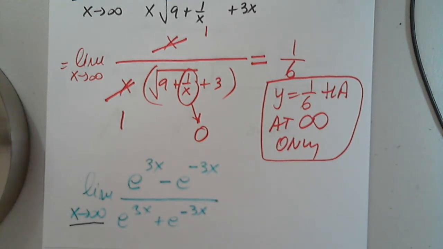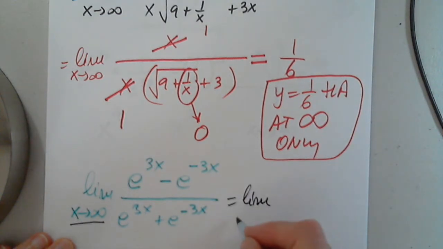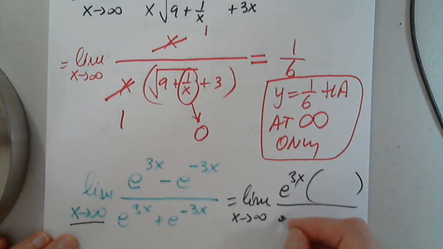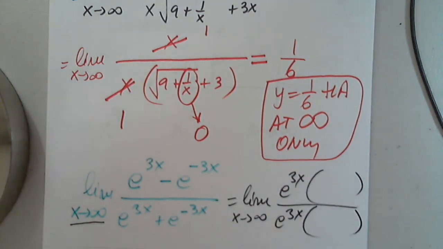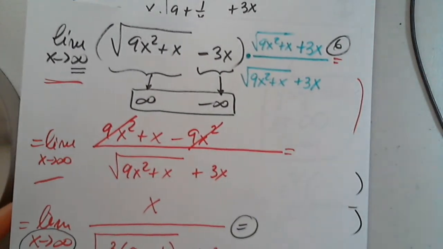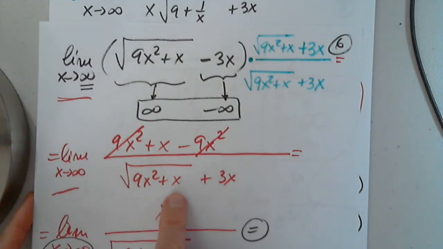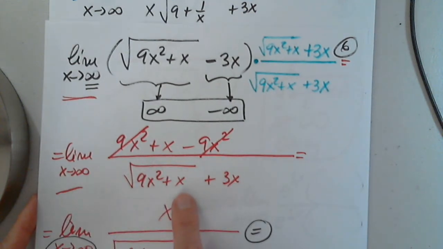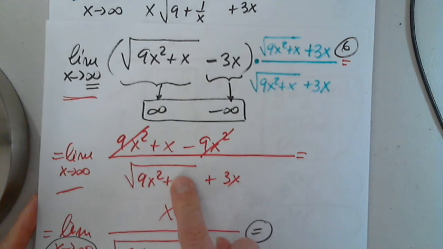E to the 3x. That's exactly what we're going to factor out. Do we all understand why e to 3x is more powerful, stronger? So the concept is the same with here. Which of these two is stronger when x approaches infinity? Of course, 9x squared is more powerful. When I square infinity, it is not the same as not squaring infinity. So this is much smaller.